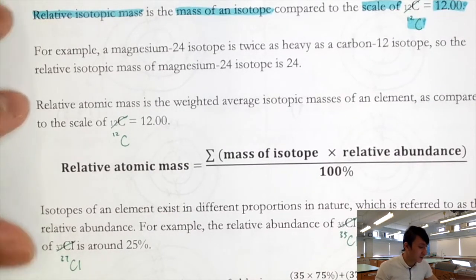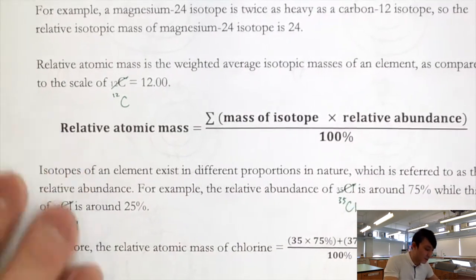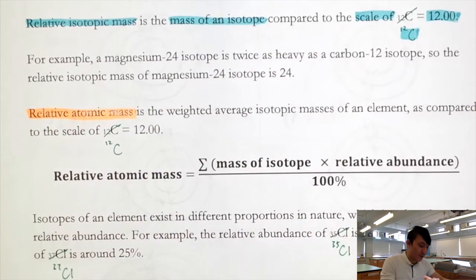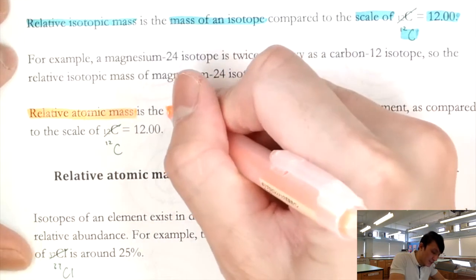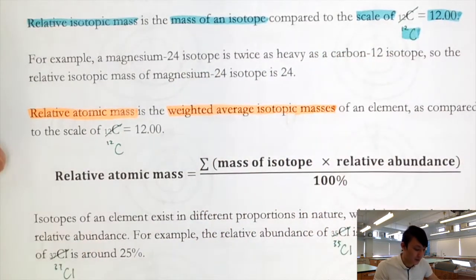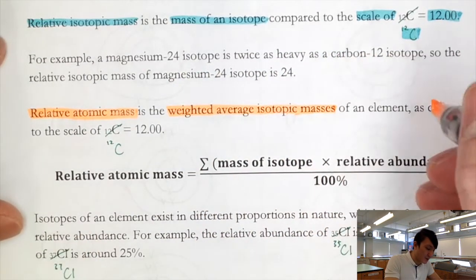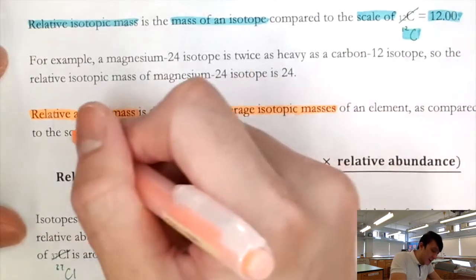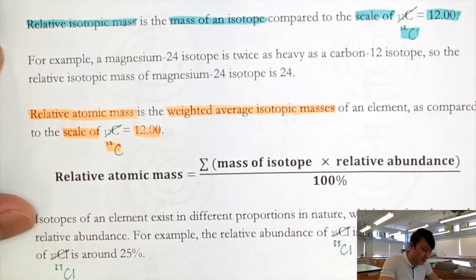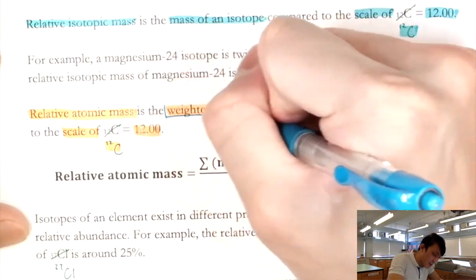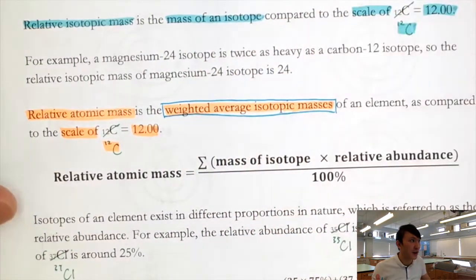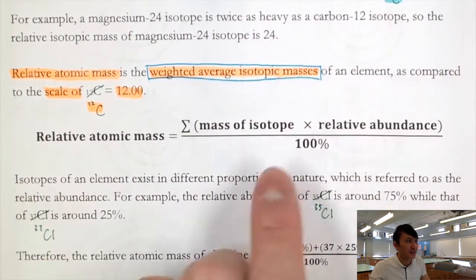Now down here, relative atomic mass. So this one, please, very important. It is the weighted average isotopic mass of an element. Okay? So again, it is compared to the scale of carbon-12 equals 12. So this one, very important: weighted average isotopic mass. Okay? And this is like the equation.